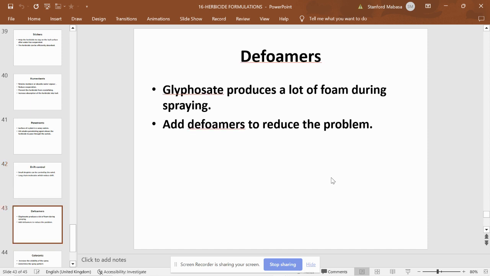Defoamers. Sometimes a lot of foam can be created when you are mixing herbicides, especially when you are using glyphosate. It produces a lot of foam during spraying, and it's quite a problem. So add defoamers to reduce this problem, so that when you are measuring, using a measuring cylinder, you can accurately determine the quantity which you wanted to use.